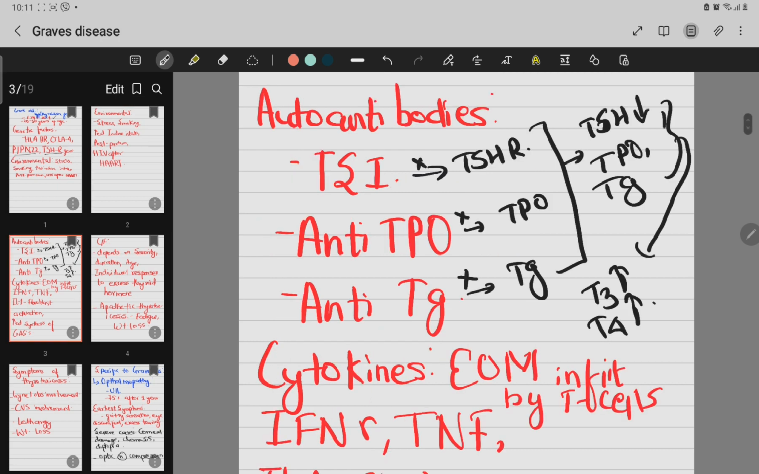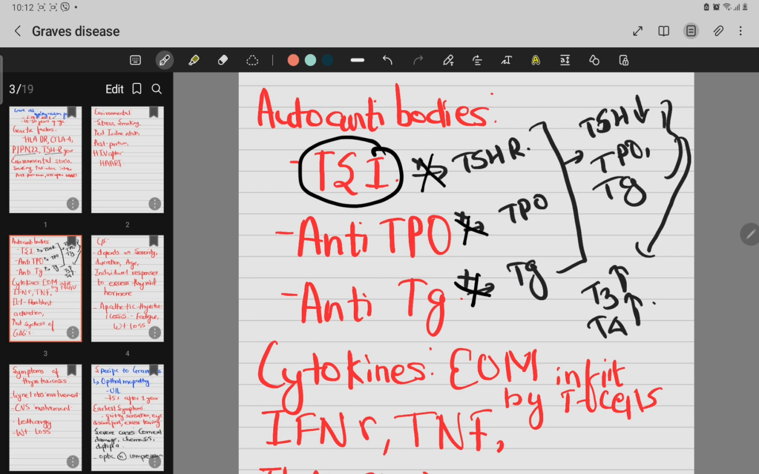So what is the pathophysiology behind these things? There is production of autoantibodies. There are three autoantibodies: TSI, anti-TPO, and anti-thyroglobulin. As a result, TSI goes and inhibits the TSH receptor, anti-TPO blocks the thyroid peroxidase enzyme, and anti-thyroglobulin blocks thyroglobulin.